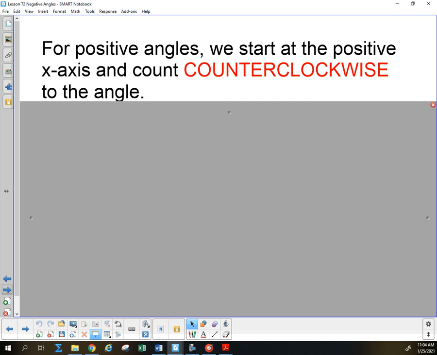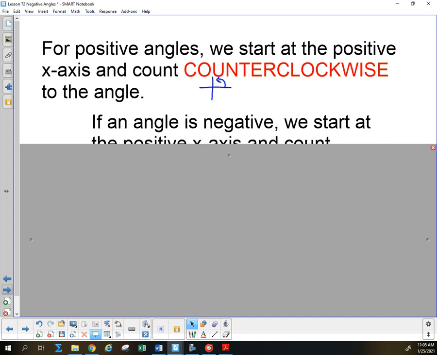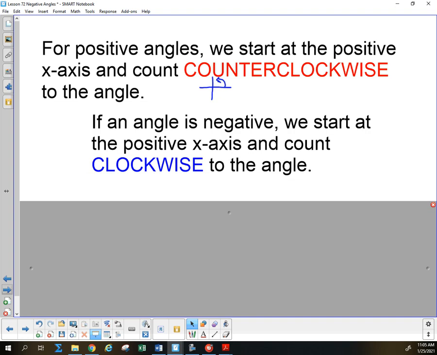So first, positive and negative angles. We have learned that if we have positive angles, we have our axes, we start from the positive x-axis, and we go around in the counterclockwise direction. If we have negative angles, we are now simply going to go in the opposite direction. So we will now go clockwise as we go around the circle.